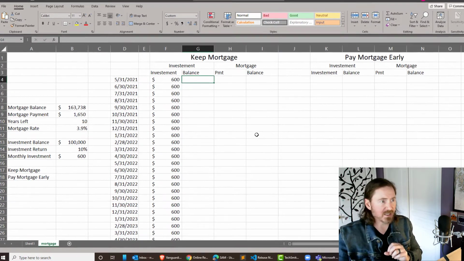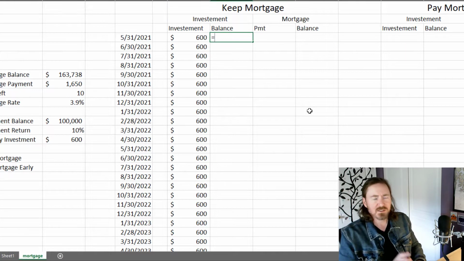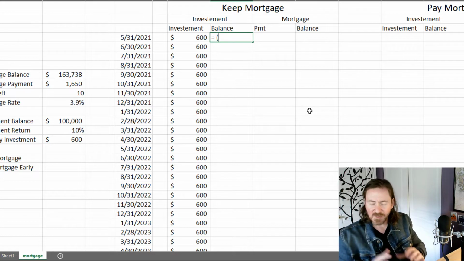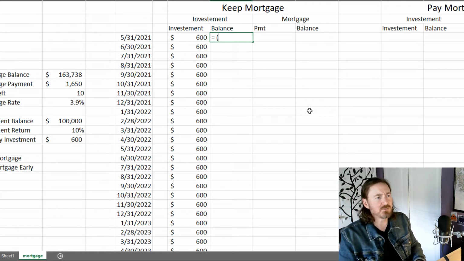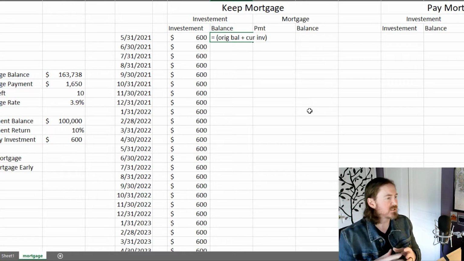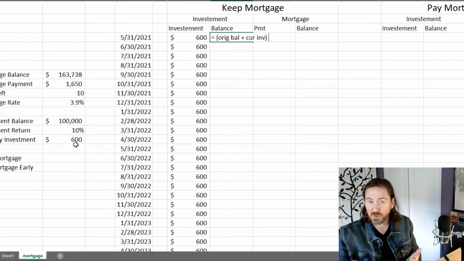Now, here's where the balance is going to get a little bit tricky. So basically, our balance is going to be equal to, and I'm just doing parentheses to keep things organized, the original balance plus the current investment. All right, well, that's true. Our balance after the first payment is going to be equivalent to, obviously we had 100 grand, and we also added 600 bucks more to that. So, all right, that's true.